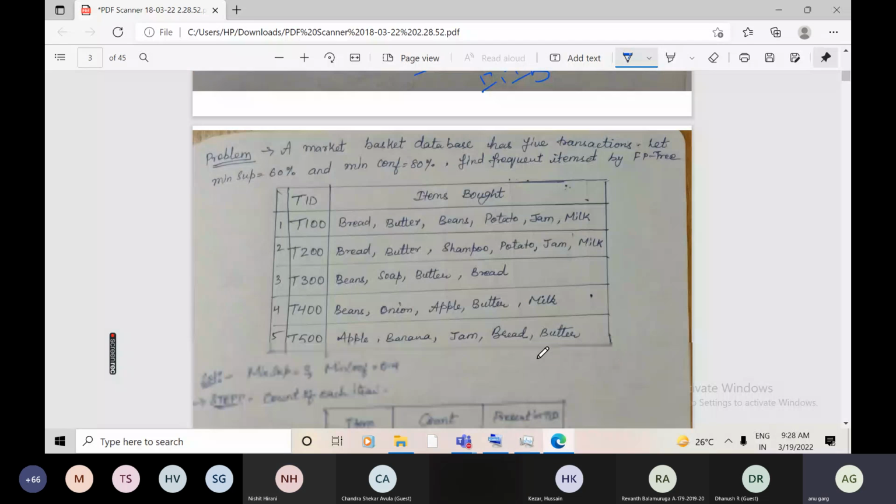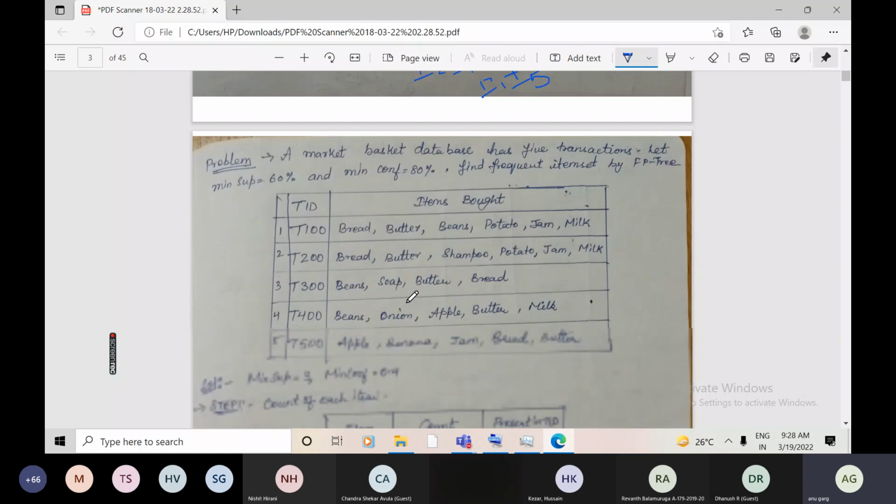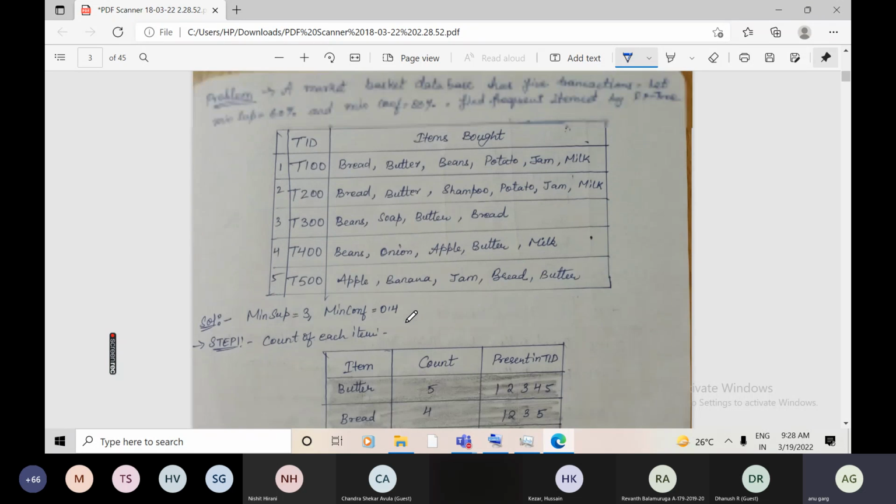Okay, next, let's move on. This is a question from a previous exam paper, and it is based on the first two concepts that we have seen. This is how the problem will be given in the exam. Here they have given us minimum support and minimum confidence percentage. We will see when we will make use of this. They have given you some transactions, and they've asked you to find a frequent item set using FP tree.